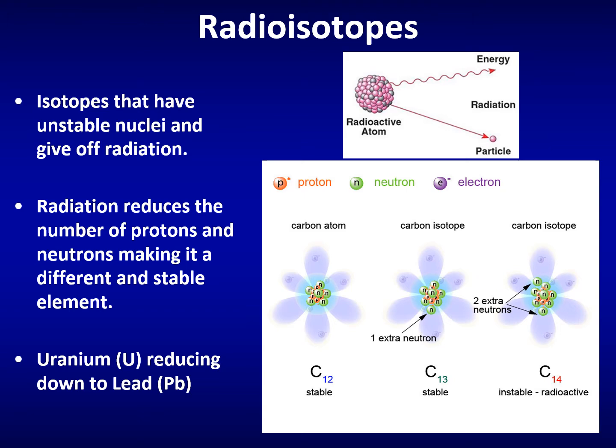Carbon is used as an example here as well. Carbon has stable forms of carbon-12 and carbon-13, but carbon-14 is an unstable form in nature. Thus, it is a radioisotope, and so carbon-14 has a couple of extra neutrons, and it's got to get rid of those in order to become more stable.